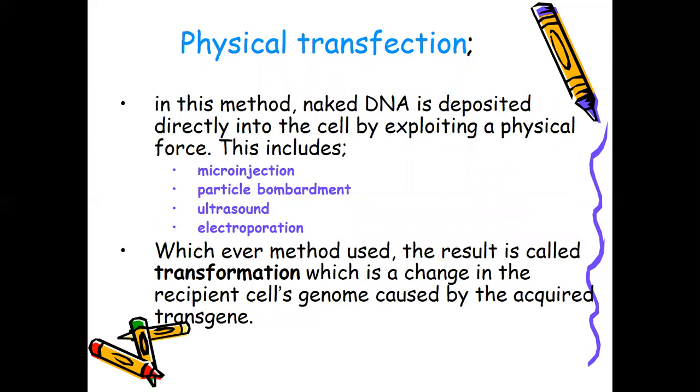Physical transfection: in this method, naked DNA is deposited directly into the cell by exploiting a physical force. The methods include microinjection, particle bombardment, ultrasound method, and electroporation. This complete method of transfer is known as the transformation of genetic material.